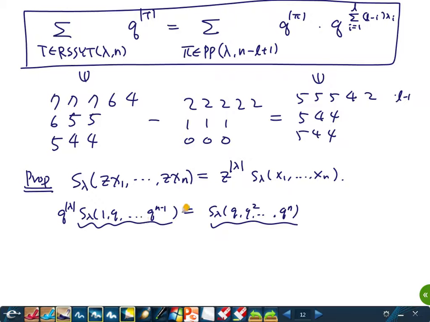We will compute this. We will find a formula for this as a product using the original definition of the Schur function as the quotient of two determinants. All right? Now let's go.